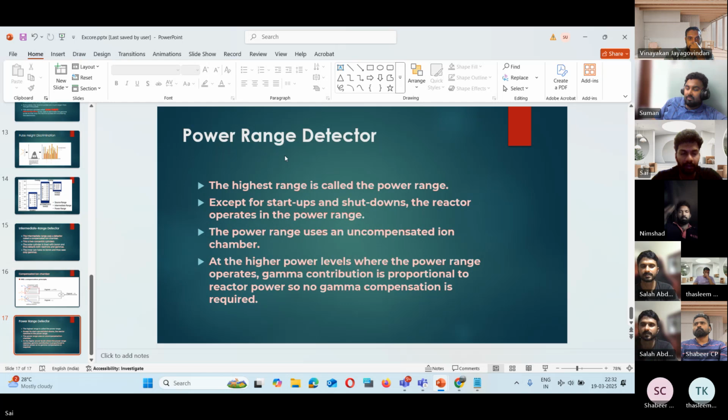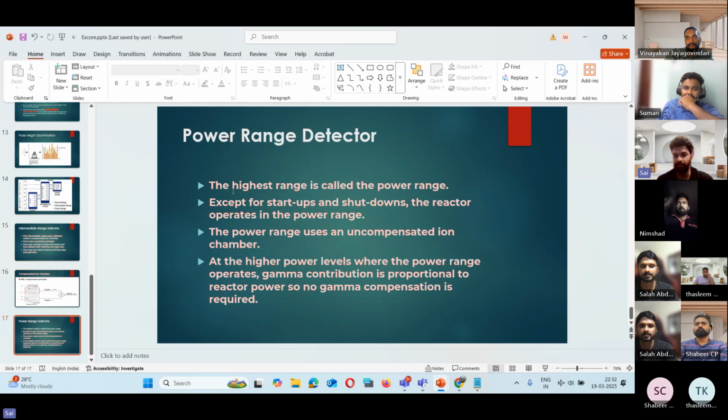The last one is the power range detector. Power range detectors are the highest range detectors. Except for startups and shutdowns, the reactor operates in the power range. The power range uses an uncompensated ion chamber.